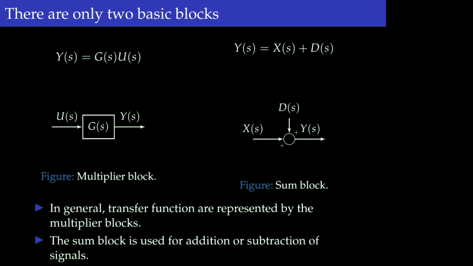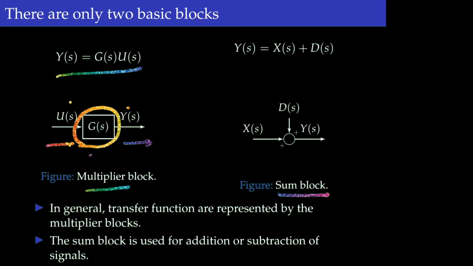Now in block diagram algebra, there are two main blocks. One is the multiplier block, and another is the sum block. The multiplier block represents the relation between two signals when they are connected by a transfer function, meaning that the relation between Y(s) and U(s) we express by a transfer function. We typically use the notation G(s) to represent the transfer function, and we have this relation Y(s) equals G(s) U(s). In the block diagram, the transfer function is represented by the block, the output is the signal coming out, and the input is the signal going in.